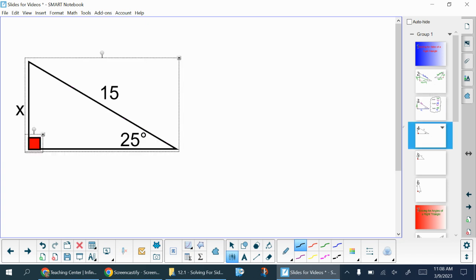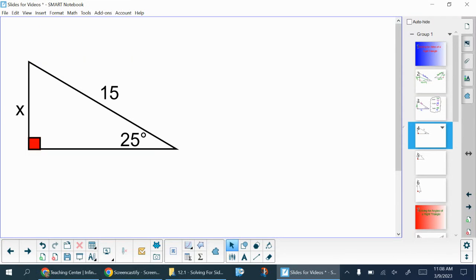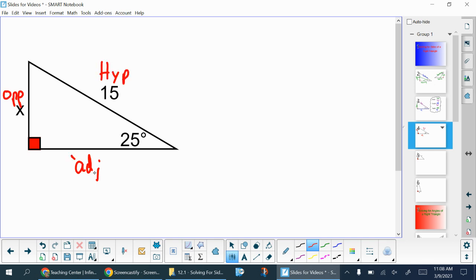So let's take a look at a couple examples here, and we'll talk about the steps as we go along. The first thing I always want you to do is identify your sides. So in this triangle, I'm concerned with this 25-degree angle. Straight across is the opposite. Down here is the adjacent. And this side is the hypotenuse. We don't actually care about the adjacent in this one, so I'll just cross it off.